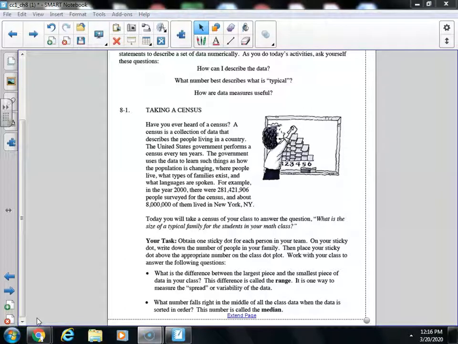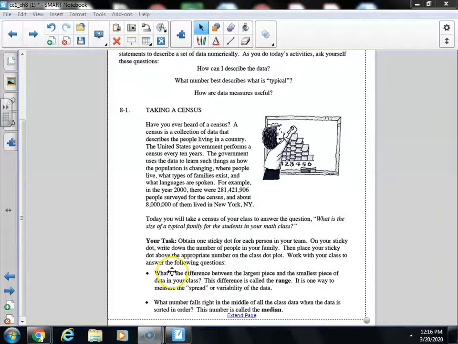Now, some of you might have taken the smallest number and subtracted it from the largest number, and you probably got a negative number there. What you want to do is make sure that you take the largest number of data and subtract the smallest number of data in your class data to get your range.